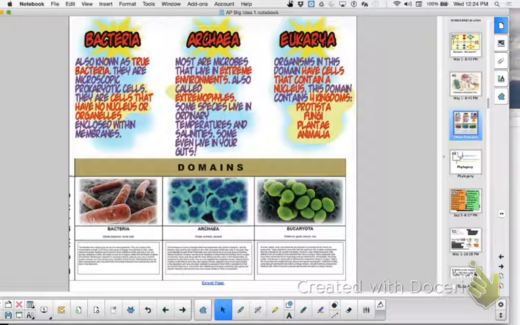So this is just a little diagram. You could find diagrams too. It would be very easy, just breaking down the 3 domains: bacteria, archaea, and eukarya. Which one are the extremophiles? Yeah, archaea, because some are methanogens, halophiles, thermoacidophiles living in these extreme environments.